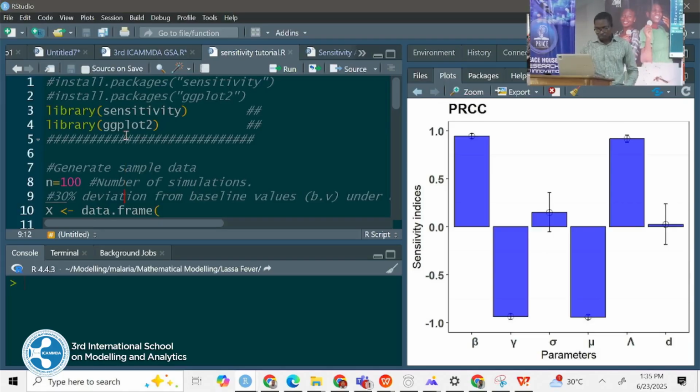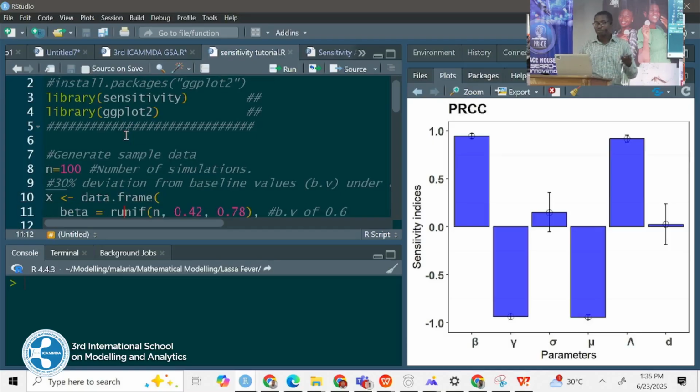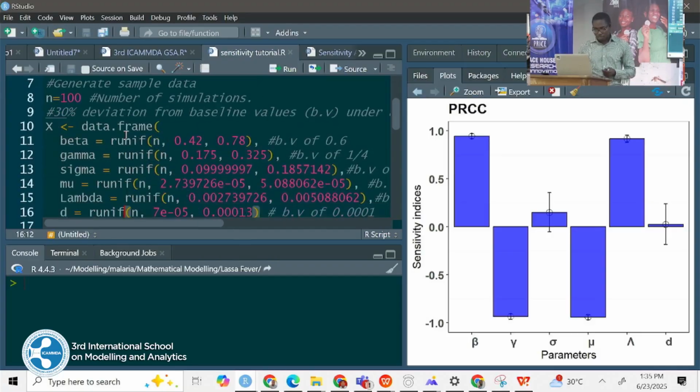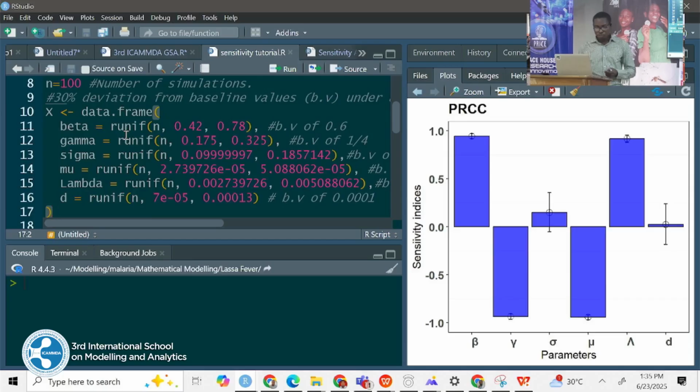Here we are not using the Latin hypercube to sample. Just pick them. We looked at a range of values. These are the parameters under consideration: beta, gamma, sigma, lambda, and d. These are the parameters we want to check. So we did a 30% deviation from the baseline value.